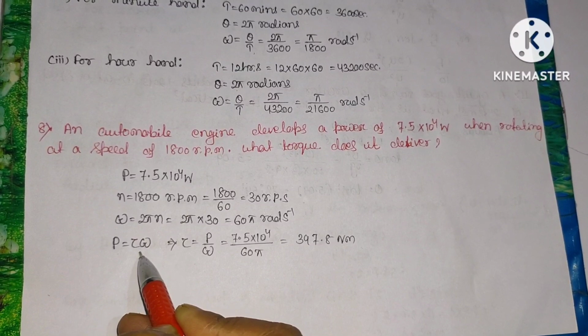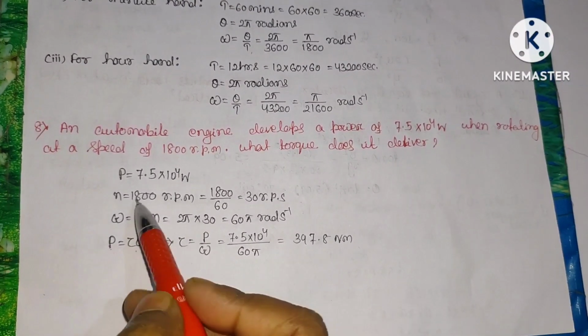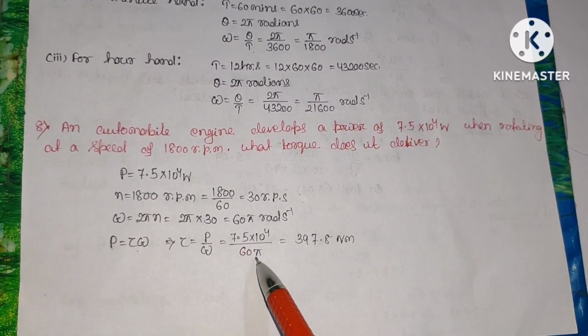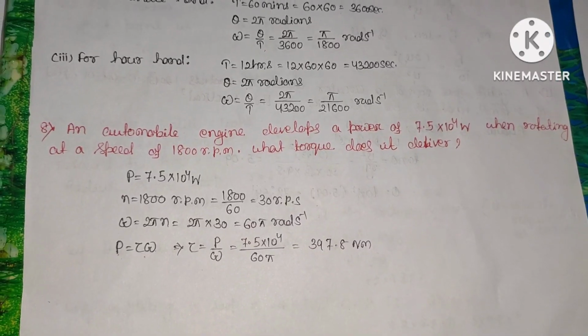Power equal to torque into omega. So tau will be power divided by omega. Power is given as this much divided by omega, which we have calculated as this much. So the final answer will be 397.8 Newton meter.